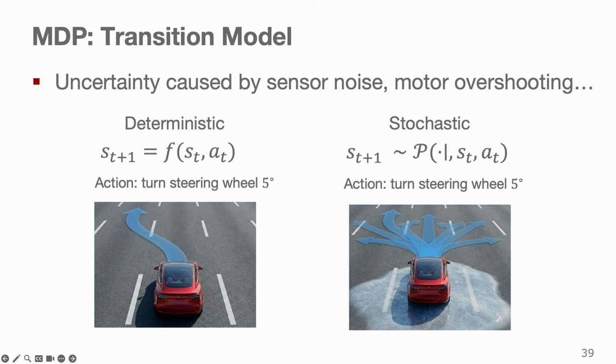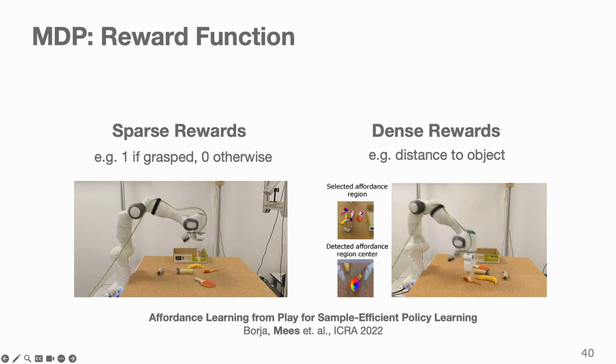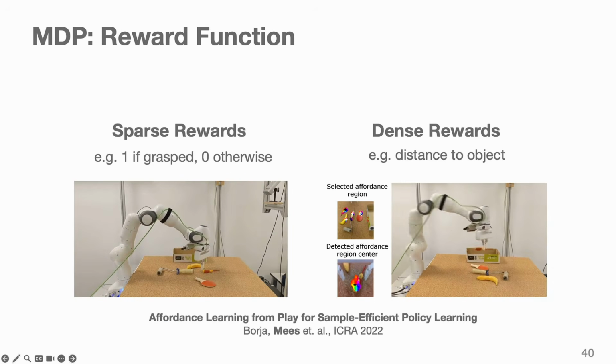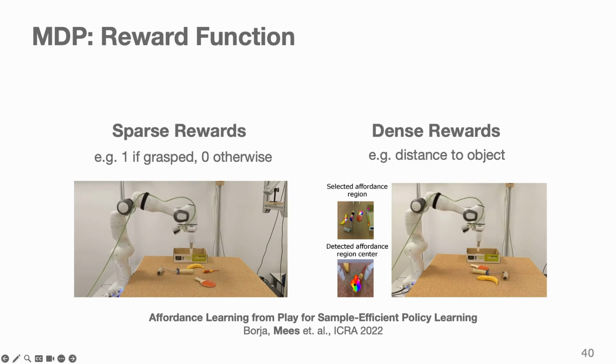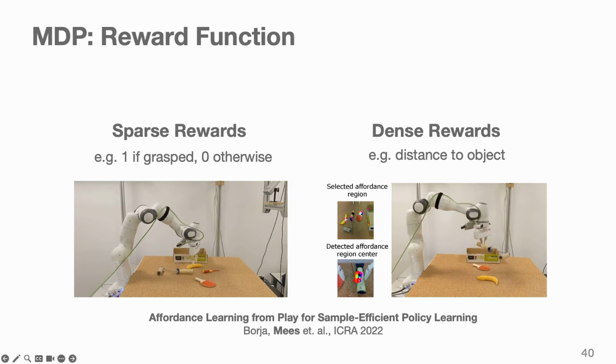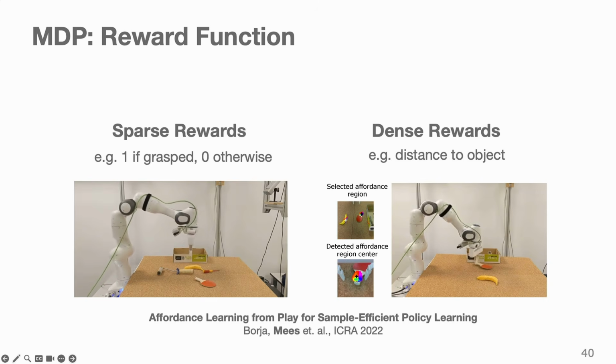For example, with the arm, it could be, as we said, that the motors overshoot, or there is some uncertainty because of sensor noise and so on, that makes your robot not follow 100% the trajectory that you're predicting. In MDPs, we also define reward functions, which model the behavior of the policy. This is mostly used in the reinforcement learning setting or paradigm.